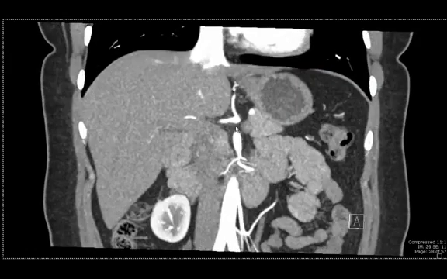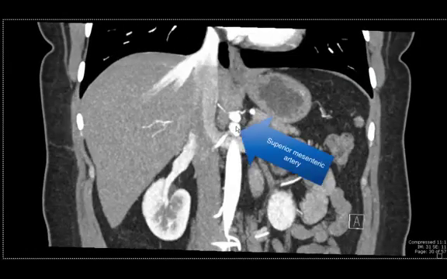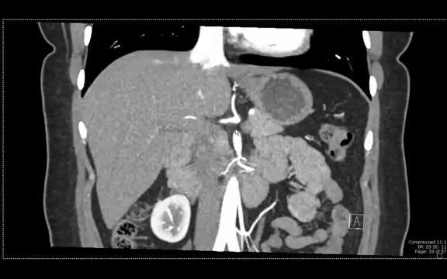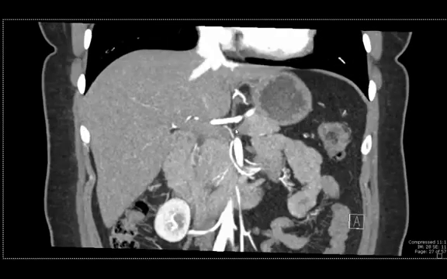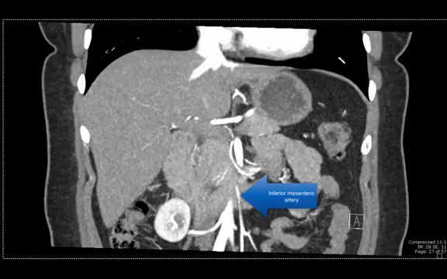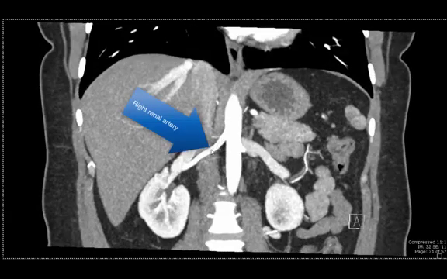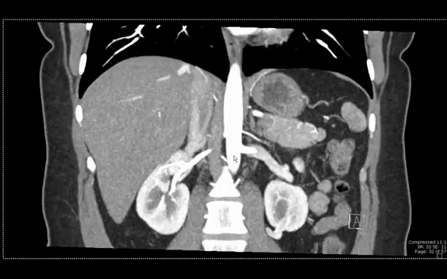The next big branch off the aorta is the superior mesenteric artery, which is going to be this branch over here that supplies the small bowel and the majority of the large bowel. And the last branch, of course, is the smaller artery, which is the inferior mesenteric artery that you can see coming off over here. On this image, we can also see the right renal artery going to the kidney, and the left renal artery arising a little bit more inferior to it, going to the left kidney.